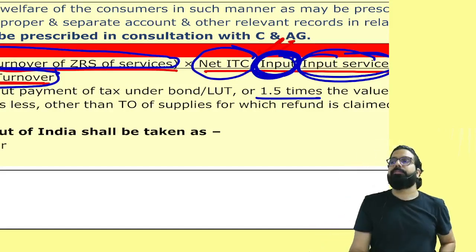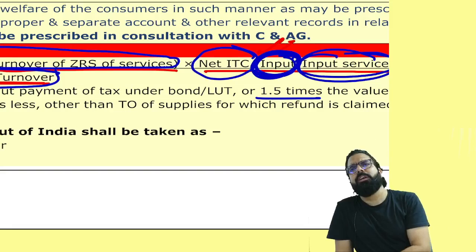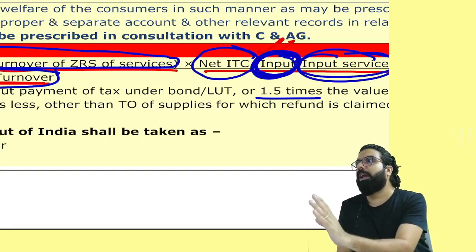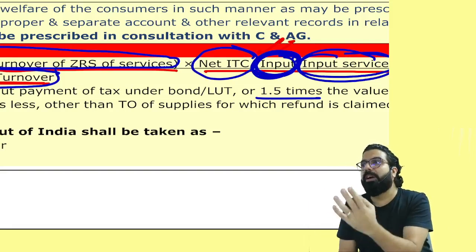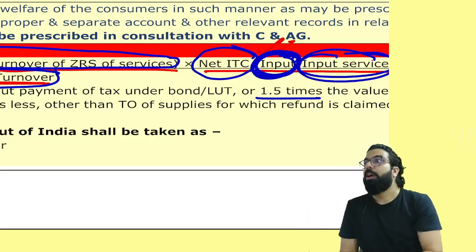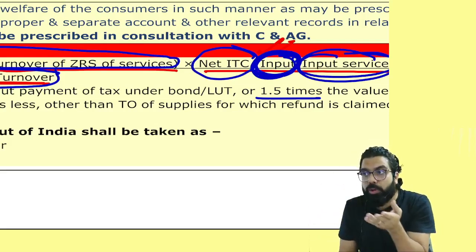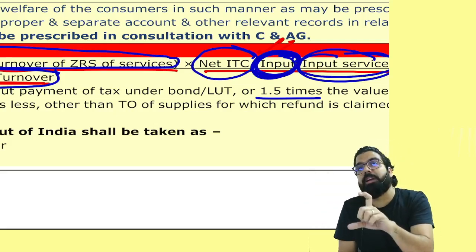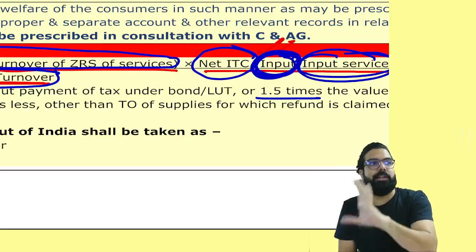And hence, officers were telling, sir, spare parts, we will not consider in ITC. Why? I told, these are inputs only. So the government went ahead and clarified that any amounts which are basically inputs, whether it is packing material, stationery, or spare parts charged to revenue, all these are inputs and all the items should be considered in your net ITC.